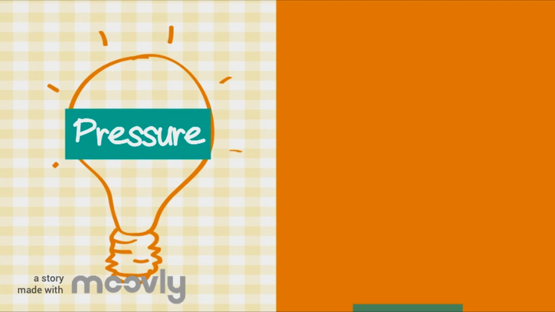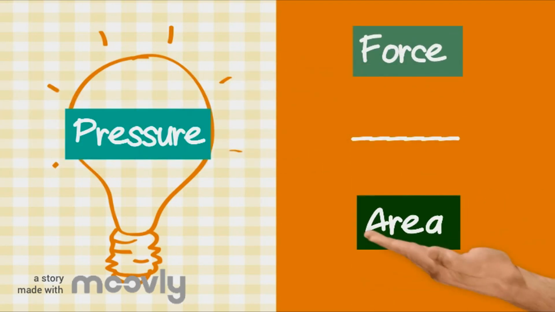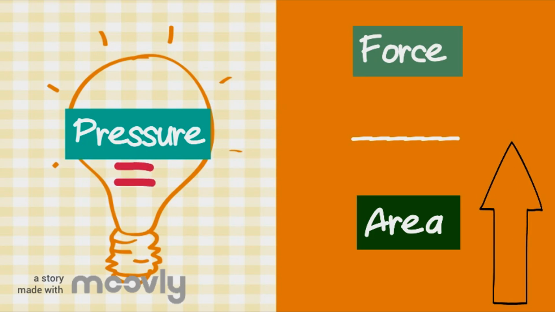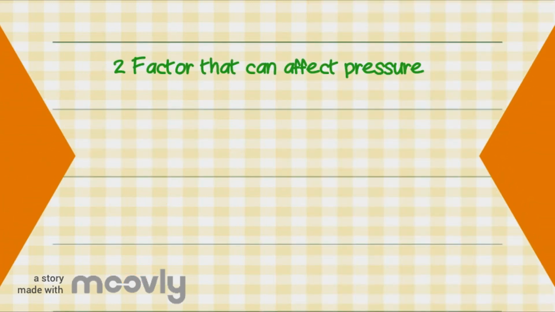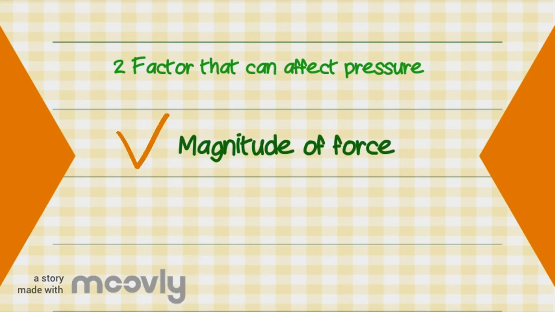From this equation, we know that pressure is directly proportional to force and directly proportional to 1 over area. It means that if we keep the pressure constant and increase the area, we eventually can decrease the force needed, and vice versa. There are two factors that can affect the pressure. One is the magnitude of force, second, the area.